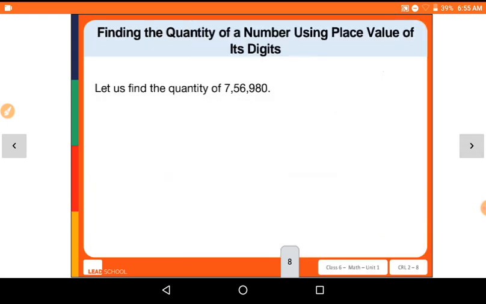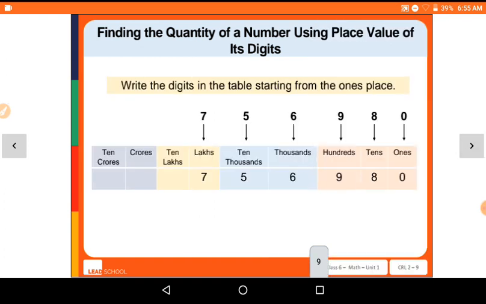Now let us find the quantities of a number using place value of its digit. अब let us find the quantity of 7,56,980 को हम कैसे रिप्रेजेंट करें. So write the digits in the table starting from the ones place. ones place से हम स्टार्ट करेंगे उसी नंबर को. तो ones place में 0 है.